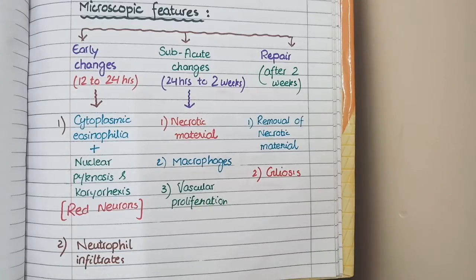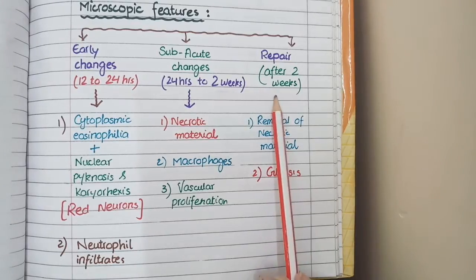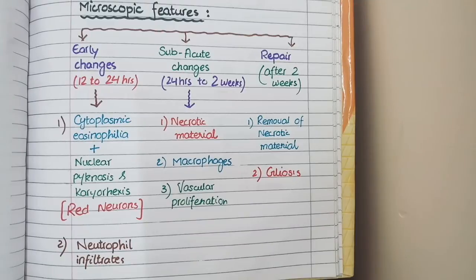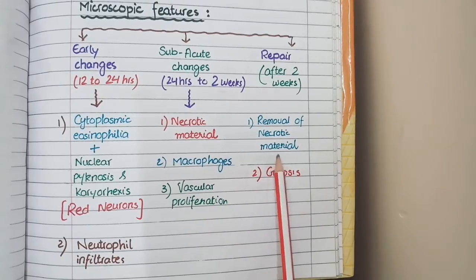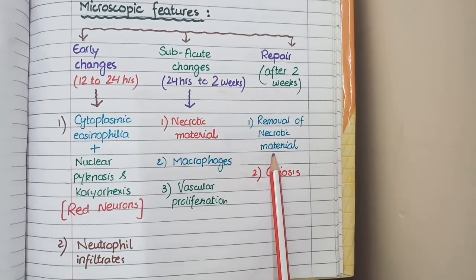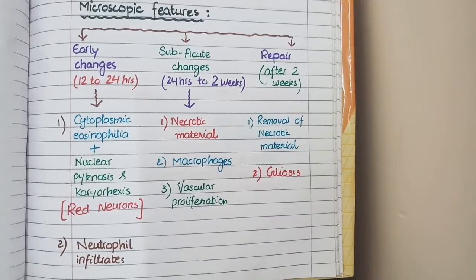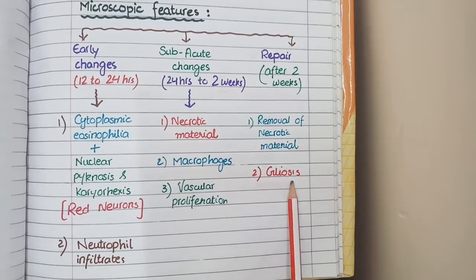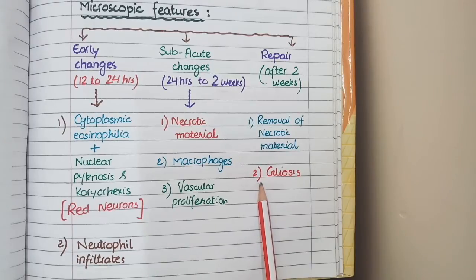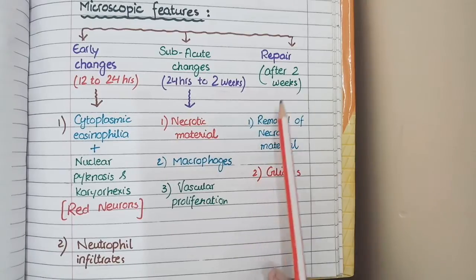Now lastly, the process of repair that occurs after 2 weeks of global cerebral ischemia is characterized by the removal of necrotic material that has been removed by macrophages. And now as the necrotic material has been removed, the glial cells start proliferating and make fibrous tissue to replace this disintegrated necrotic material. This increased proliferation of glial cells and formation of glial or fibrous tissue is called gliosis. So in repair process you see gliosis.